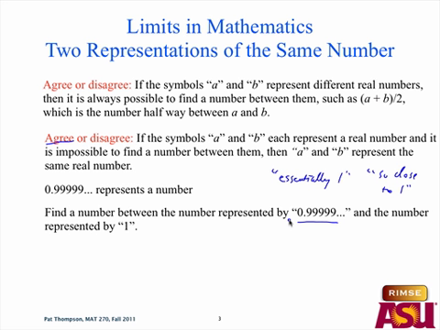Like you have two completely different whole numbers. No, these are real numbers. Real numbers that can be irrational, rational, anything, on the number line.